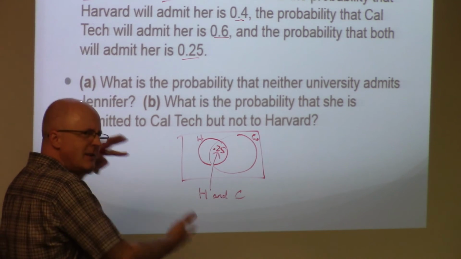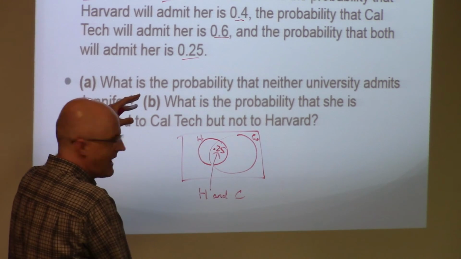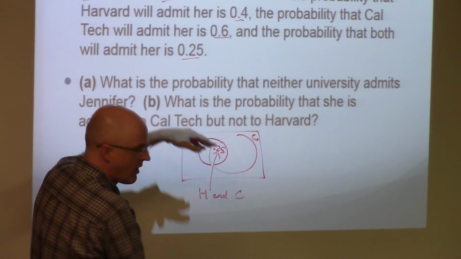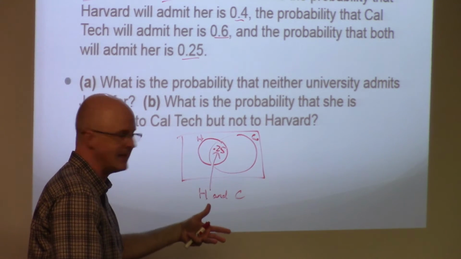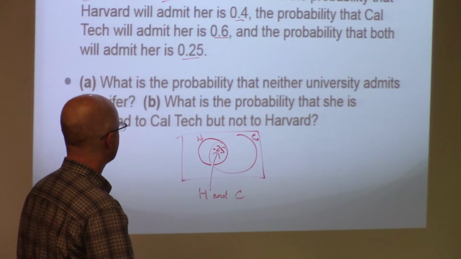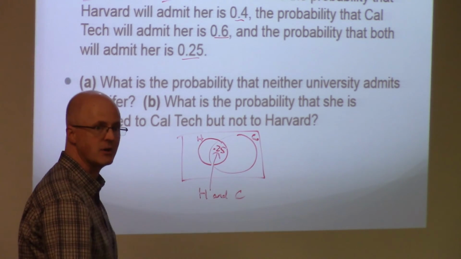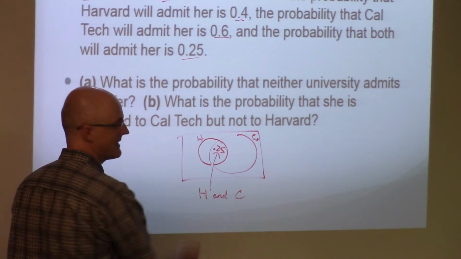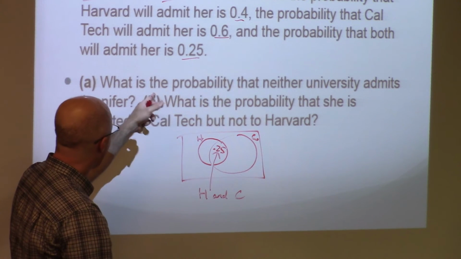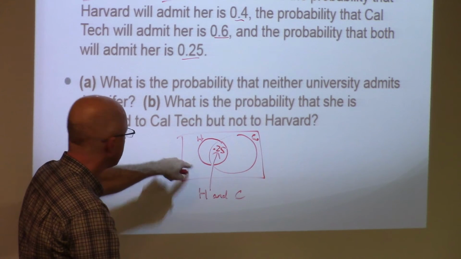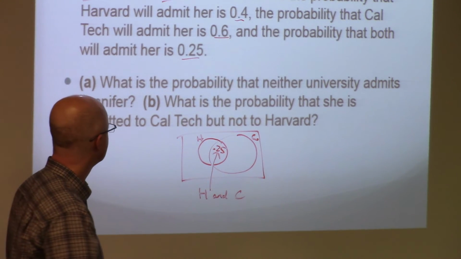Okay? You can even imagine this is a gym. This is the floor of a gym, and you've got these big circles representing what happens as far as her admittance. If neither university admits her, she should not stand in either circle. She should stand outside of them. So we can represent, hopefully, the answer based on the number we label outside of both the circles.